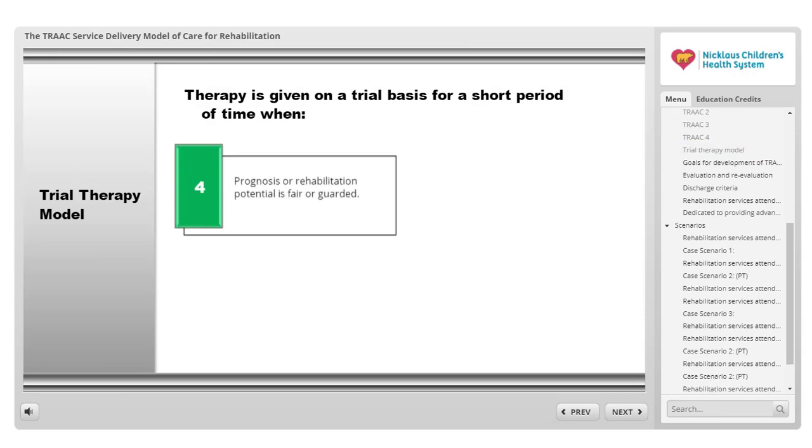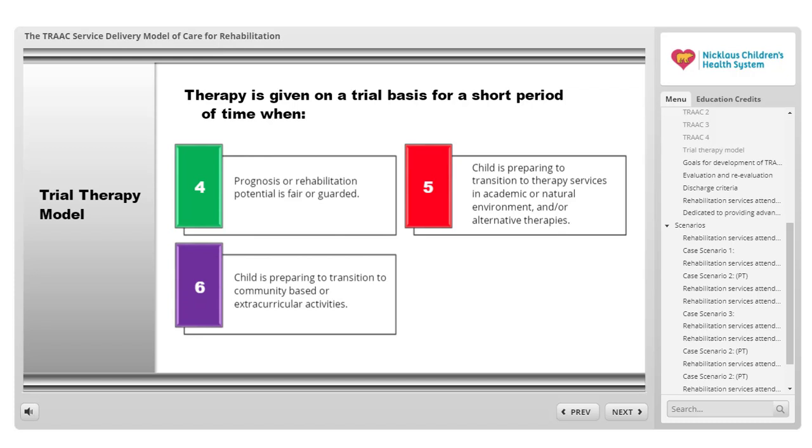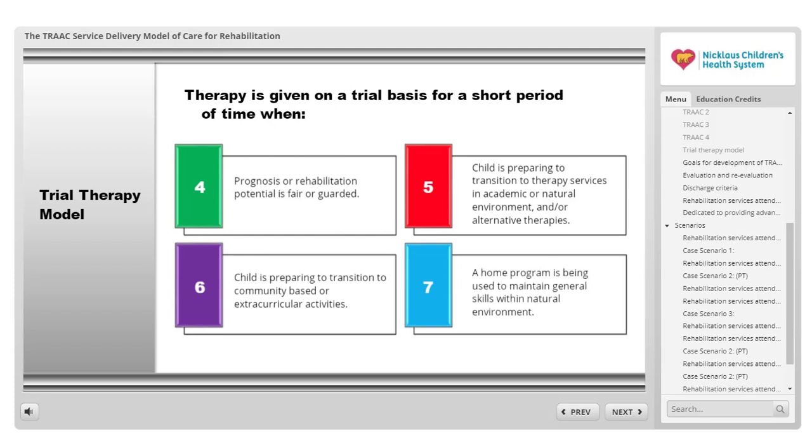4. Prognosis or rehabilitation potential is fair or guarded. 5. The child is preparing to transition to therapy services in the academic or natural environment and/or alternative therapies. 6. The child is preparing to transition to community-based or extracurricular activities. 7. A home program is being used to maintain general skills within the natural environment.